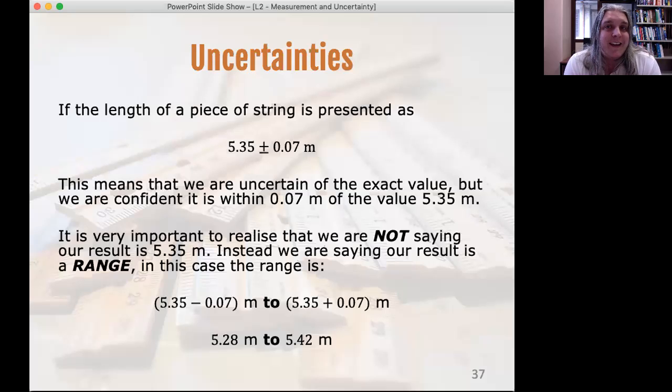So the key message, thing I'm going to say again, is that the result is a range. If you ever have a value with an uncertainty, your value is not just a number, it is a range. It is anywhere in that region. In this case, 5.28, that's 5.35 minus 0.07, up to 5.42, which is 5.35 plus 0.07. So it's anywhere in that range. So please remember, a value with an uncertainty is a range.